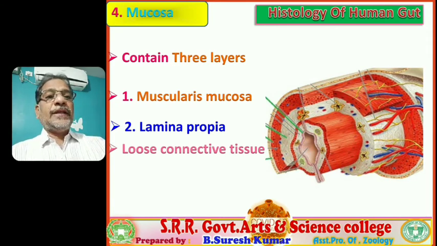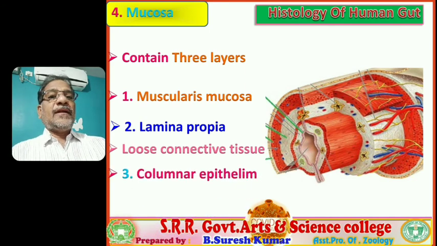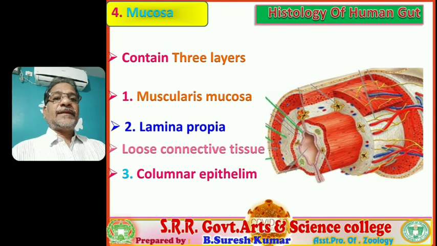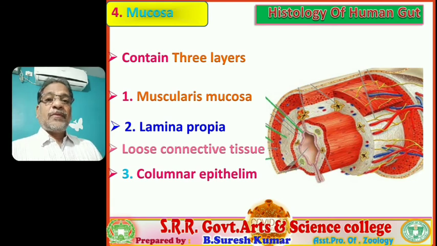So in this visual, all these are clear, and columnar epithelium is present. So you observe, it contains three layers: muscularis mucosa, lamina propria, and columnar epithelium. The lamina propria is made up of loose connective tissue.